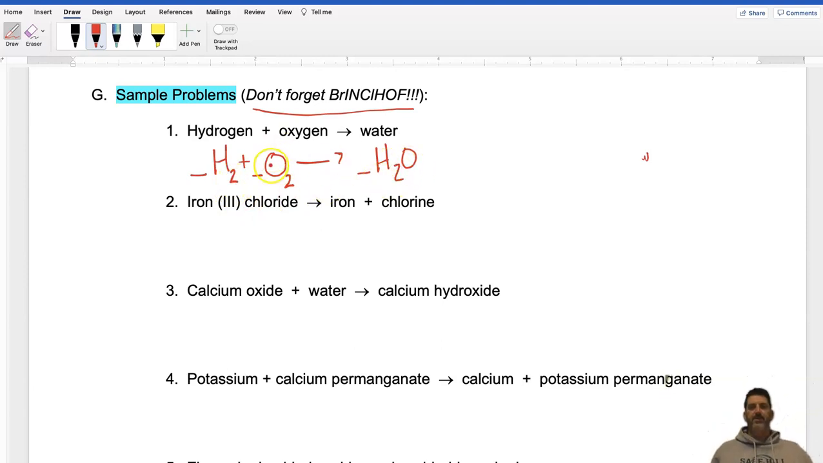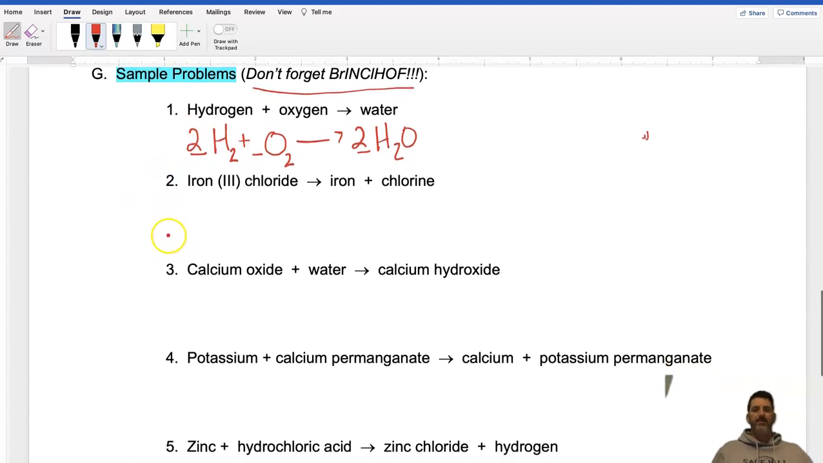2 oxygens on this side. There's only 1 on that side, so I'm going to put a 2 right here. And then 2 times 2 is 4 hydrogens, so I put a 2 right there, and now it's balanced. Okay, I'm going to show you one more.